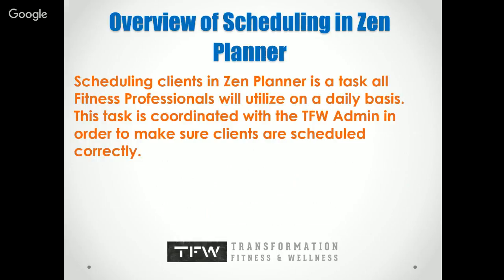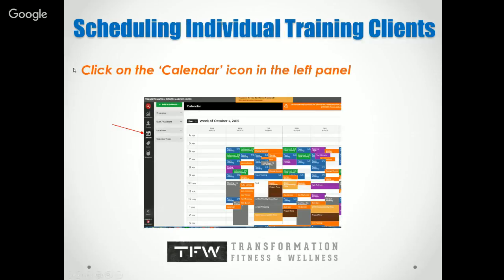So this is a screenshot of what Zen looks like. You'll have a login for Zen, which we've probably already gone through. You click on the calendar icon in the left panel, and you'll see it there. When you click on the calendar, it breaks down what the calendar looks like for the week. And then you'll see a couple different colors.